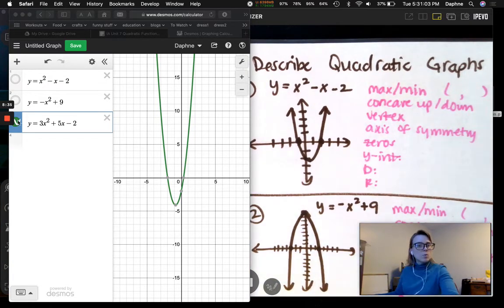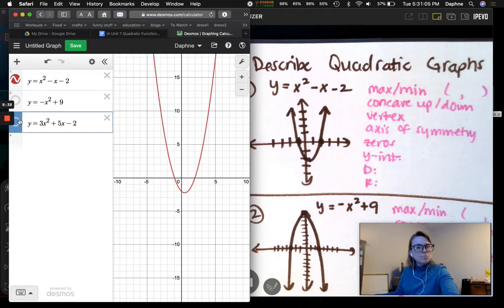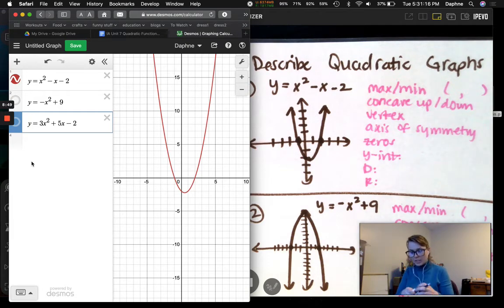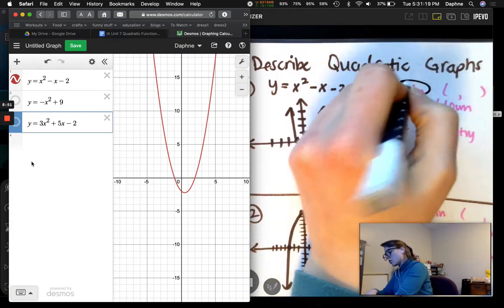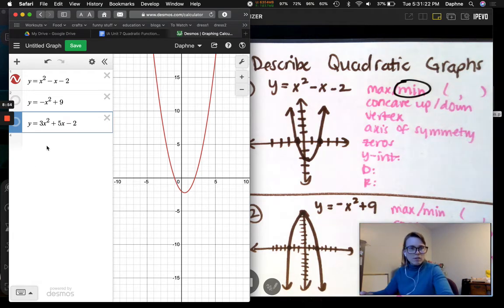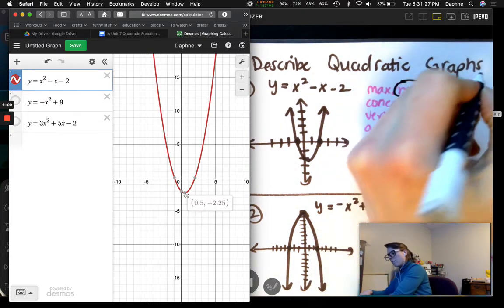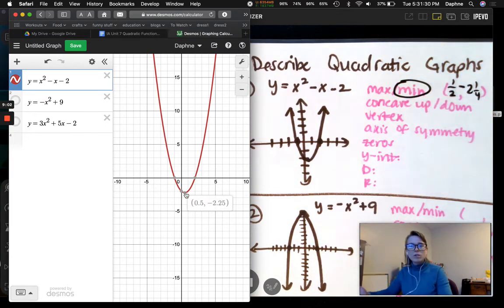So looking at our first one, I'm going to turn that first one back on. Turn the third one off. So is there a maximum or is there a minimum? Is there a highest point, there's no other point above it, or is there a lowest point, there's no point below it? So in this case, there is a minimum. So I'm just going to circle minimum. And in that minimum, if we look at Desmos, it will tell us that minimum is at (1/2, -2 1/4), or you can write the decimal down. And is this opening up, concave up, so it's a smiley face, or is it concave down, so it's a frowny face? This is actually all going to be up, so it's concave up.